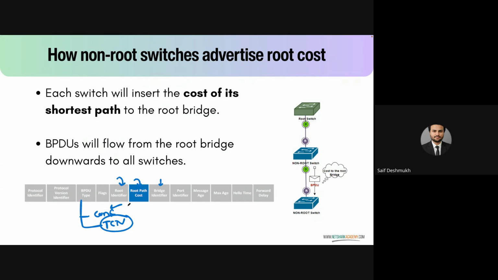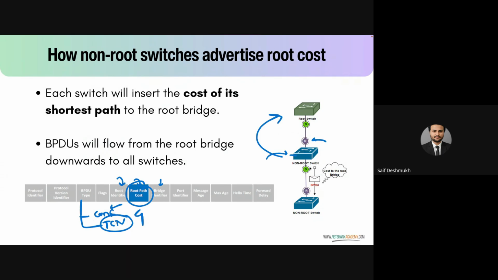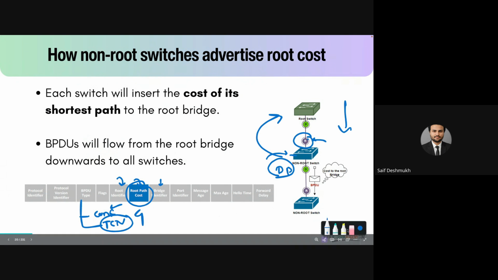So in their version of the BPDU, once they have selected the root port, each switch is going to insert the cost in this field here. So this switch is going to say, my cost to reach our king, our root, is 4, and this is advertised to all its designated ports. And it always flows from the root bridge downwards, from a designated port, and it's always received on a root port. Always remember that. Unless it's a topology change.